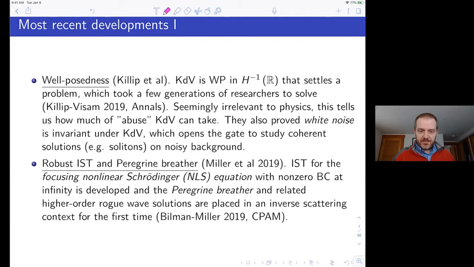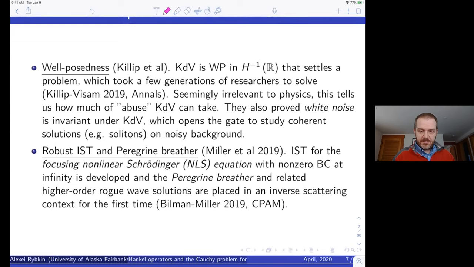And for a few decades since the famous paper by Bourgain, a lot of people have been trying to improve Bourgain's original results. For instance, Tao was involved in this activity. But the breakthrough occurred only recently, and complete integrability was crucially used in the Killip and Visan proof.